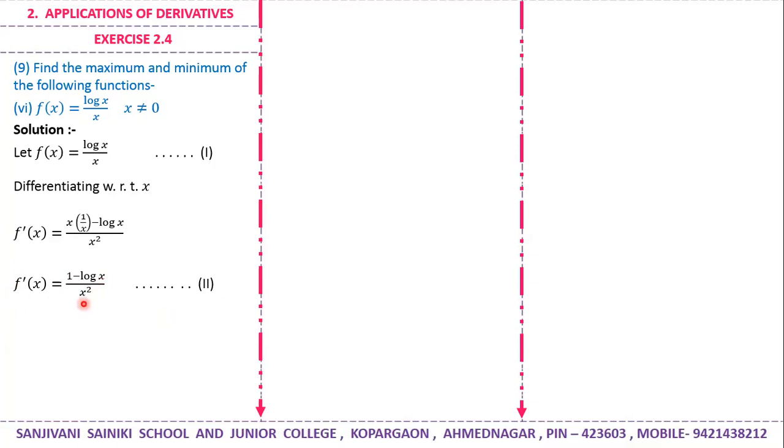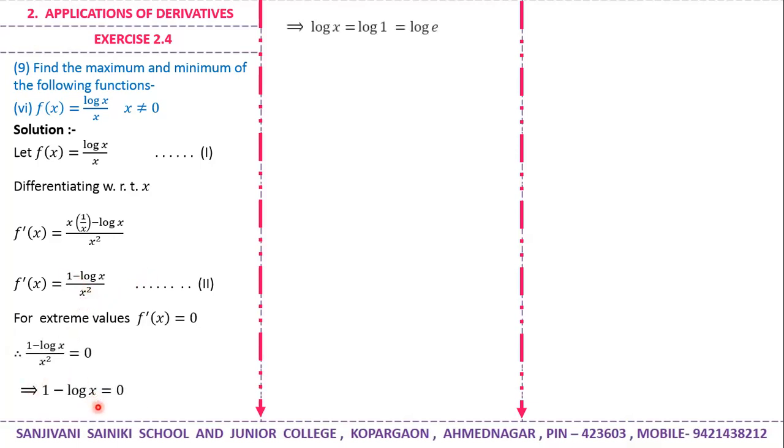Now for extreme values, f dash of x is equal to 0. So 1 minus log x upon x square must be equal to 0. So 1 minus log x must be equal to 0. Log of x must be equal to log of 1, that is log of e. So we get x is equal to e. Whatever value is obtained, that is the stationary point or the turning point of the function.